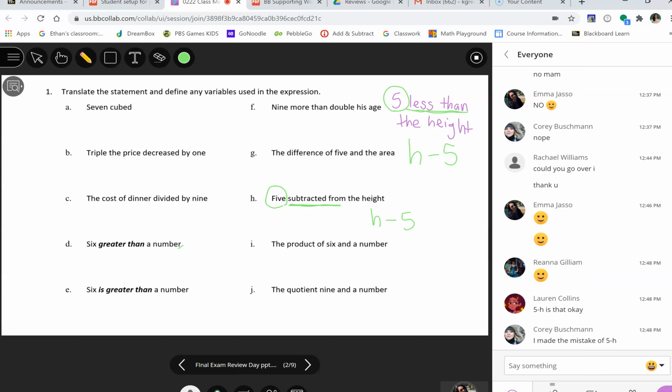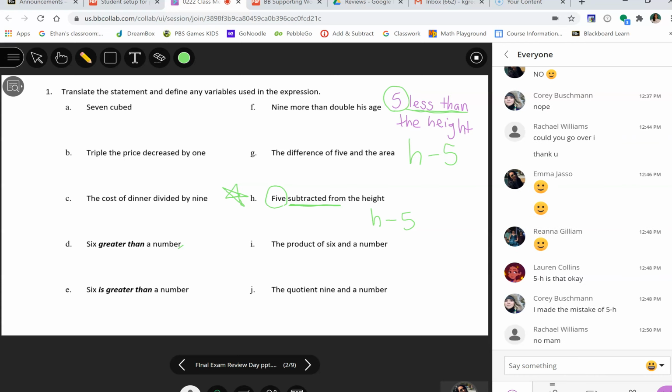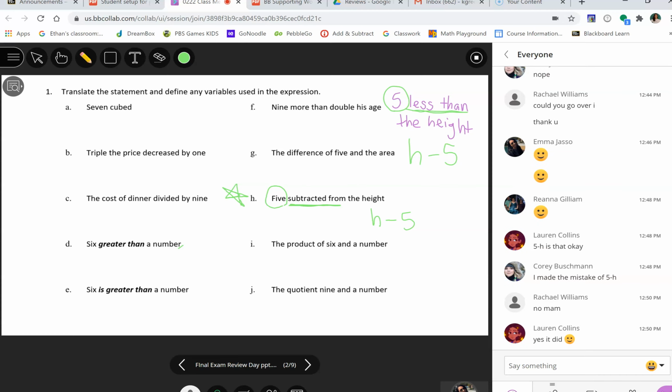So any follow-up questions, H, or about knowing when to flip-flop the subtraction? Okay. Lauren, did that make sense why we had to put the H first and then subtract 5 from the H? Or Corey, because you had the same. Okay, it did? Okay, cool.